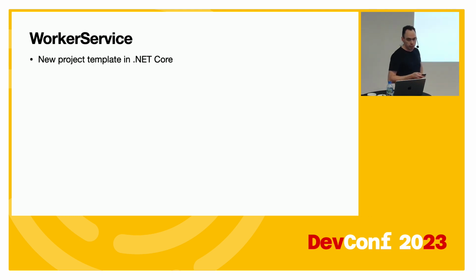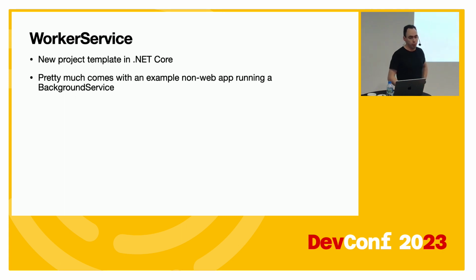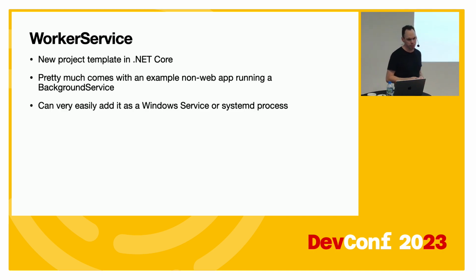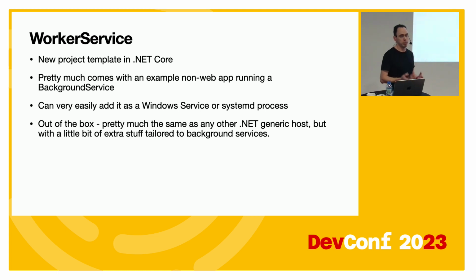So worker service is a project template in .NET Core, and it pretty much just comes with an example non-web app. It's basically just the generic host running a very simple background service. It can very easily be added as a Windows service or systemd process if you wanted to. Out of the box, it's pretty much the same as any other .NET generic host. It just doesn't have web stuff, and it just has a background service running and associated to it.